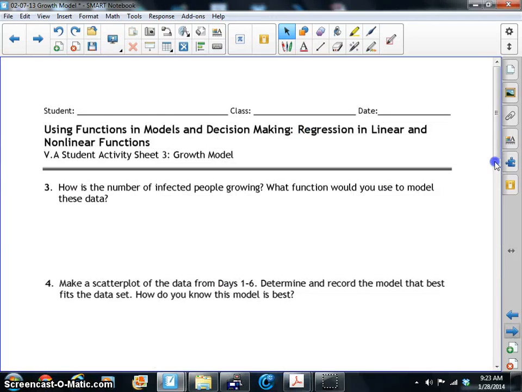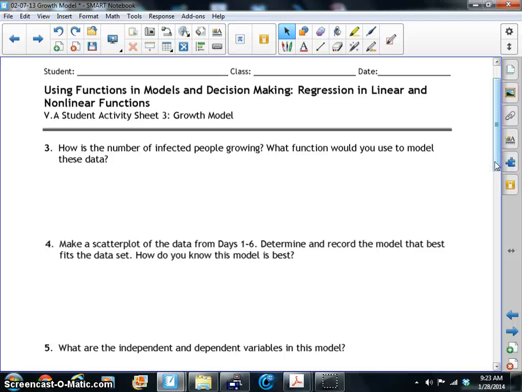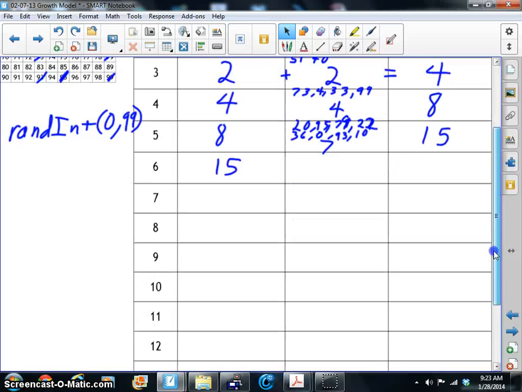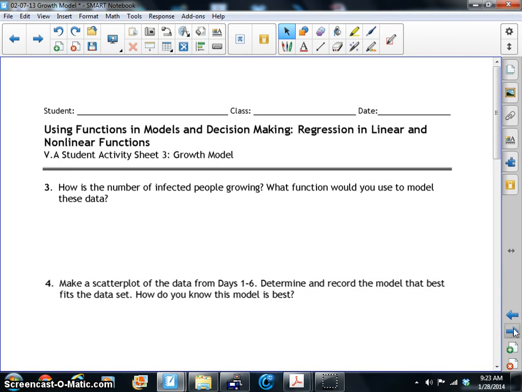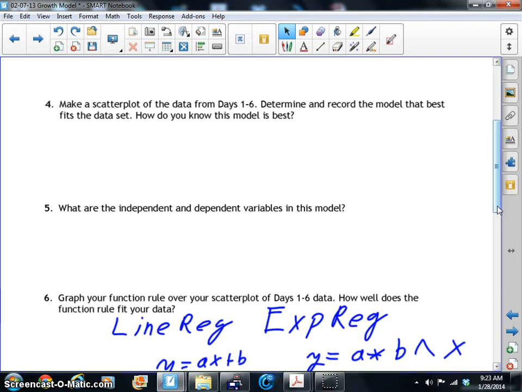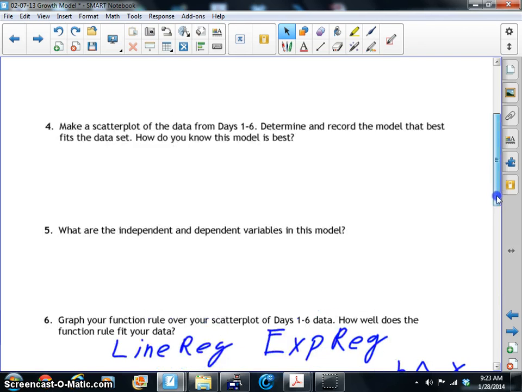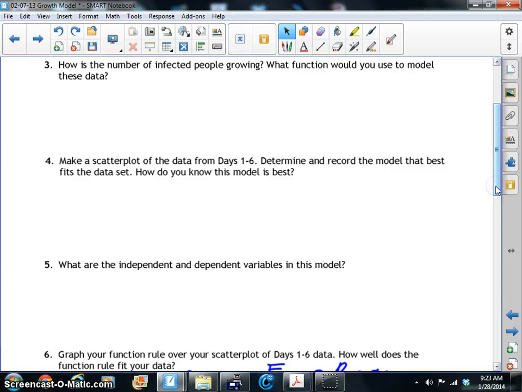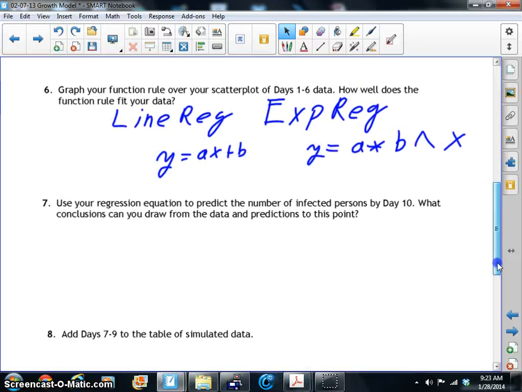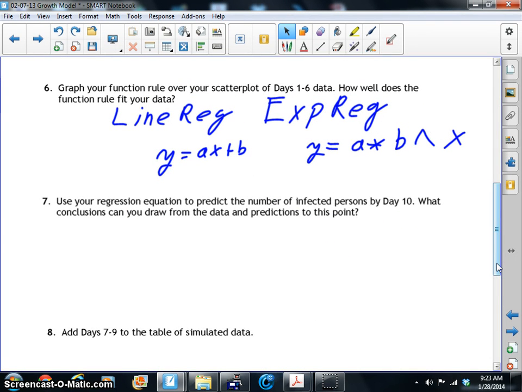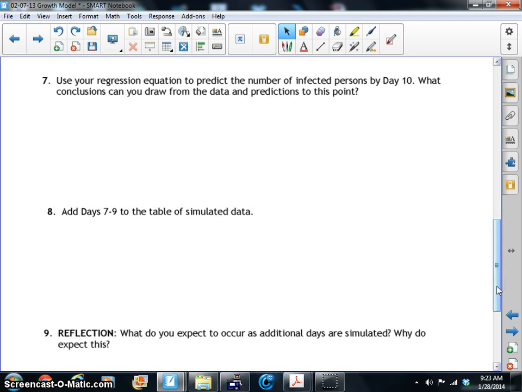And we're going to be answering questions like, how is the number of infected people growing? What function would you use to model it? Also make a scatter plot from this. Determine the regression model that best fits this. What are the dependent variables? Graph the function and scatter plot. And you might have to use one of the regressions, maybe either linear regression or exponential regression. You can never know. Use a regression equation to predict the number of infected people by day 10. And what are your conclusions? Add 7 and 9 to the simulated data and all that fun stuff.